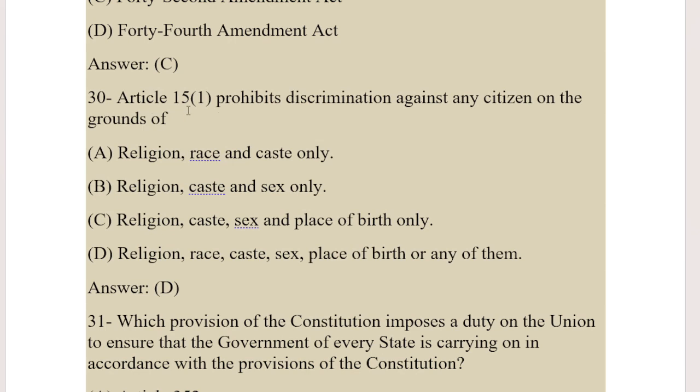And the next question is: Article 15 sub-clause 1 prohibits discrimination against any citizen on the ground of religion, race, caste only; religion, caste and sex only; religion, caste, sex, place of birth only; or religion, race, caste, sex, place of birth, and any of them. And the right answer is option D, religion, race, caste, sex, place of birth, and any of them.